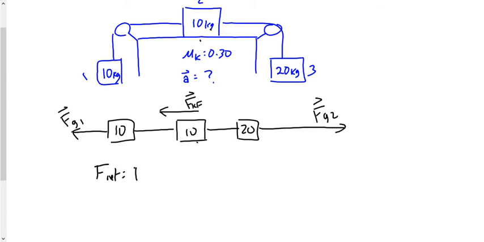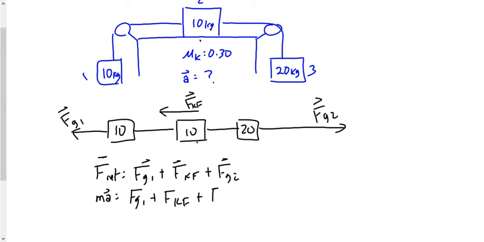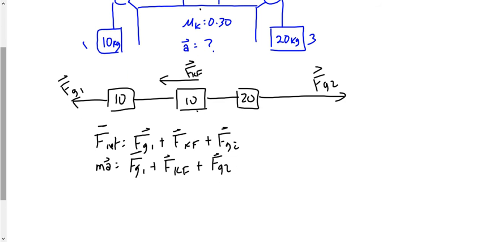F net is equal to the sum of the forces: Fg1 plus Fkf, the force of kinetic friction on the middle object, and Fg2 is our next one here. F net is m times a, equals Fg1 plus Fkf plus Fg2. And then we start subbing in some numbers here. The mass we use is what? 10, 10, or 20, or some kind of combination of those. 40, it's the combination of those, right? The acceleration is what we're looking for here.